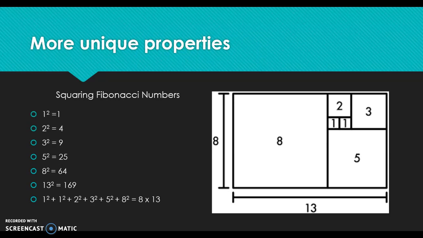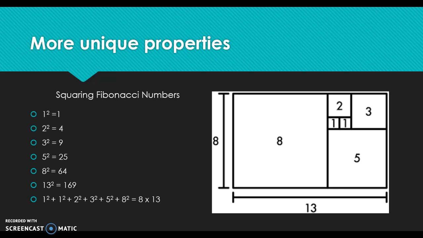So another unique property it has is if you square the Fibonacci numbers, you get 1, 4, 9, 25, 64, and 169. So all of those are not Fibonacci numbers. However, if you add the squares up together, they equal 8 times 13, excluding the 13 squared. So it equals the number it ends in times the next number.